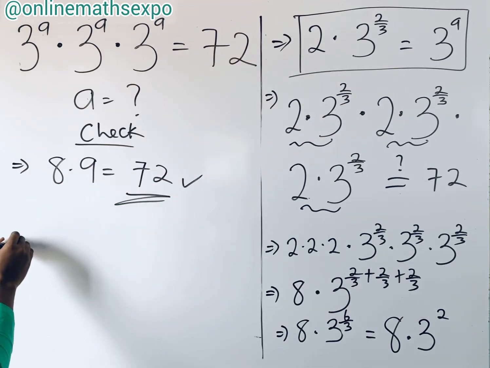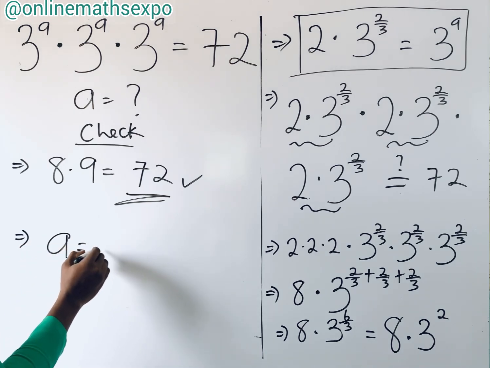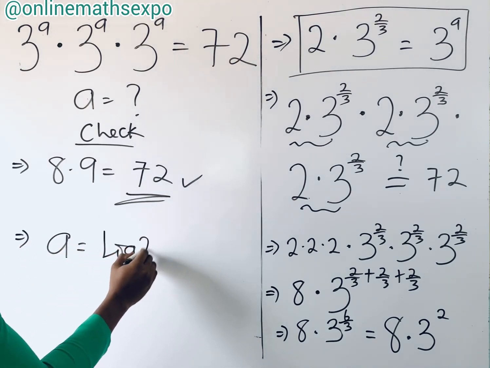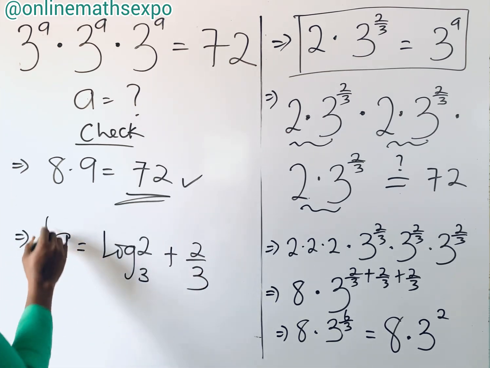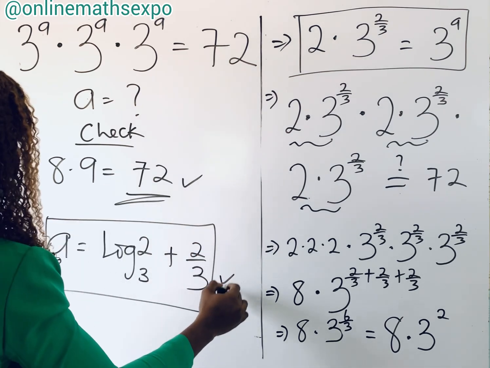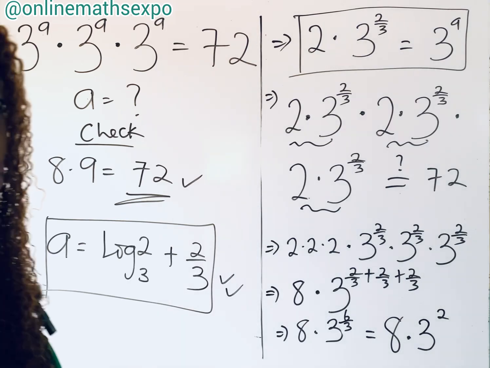So it means that our a, equal to log of 2 base 3 plus 2 thirds, is absolutely correct. And I hope this really helps you a lot.